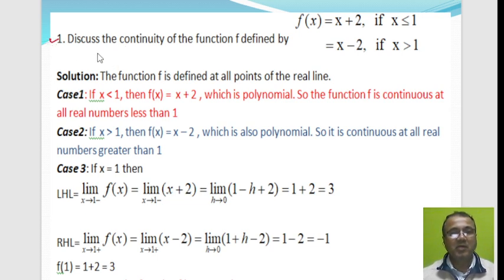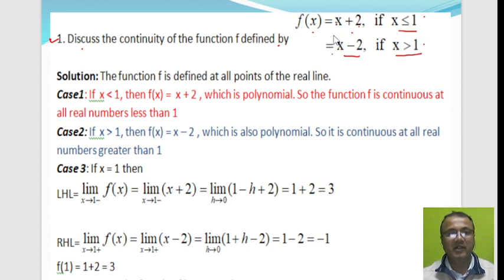Question number 1: discuss the continuity of the function. It is defined as f(x) equal to x plus 2, where x is less than or equal to 2, and it is equal to x minus 2 if x is greater than 1. So here the point is not defined. So what we will do here: the function varies at x less than 1 and x greater than 1.